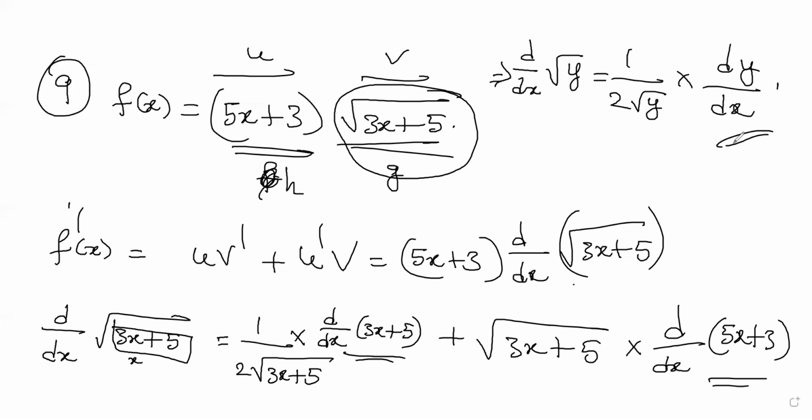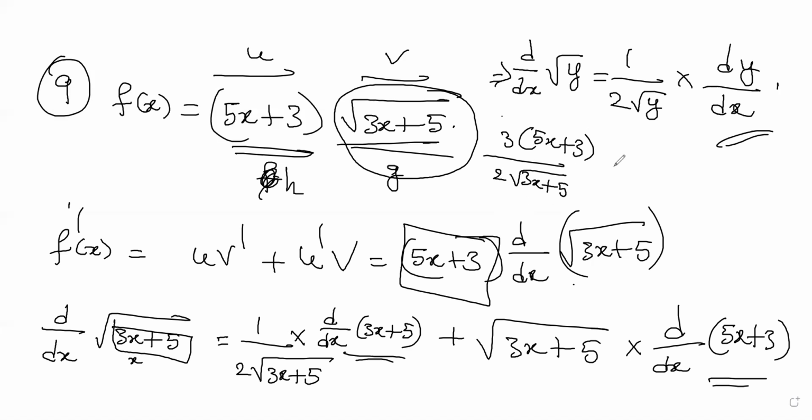So it's going to be 3 divided by 2 root of 3x plus 5. Excellent. That's it. You get 3 divided by 2 root of 3x plus 5. That is this part. But 5x plus 3 is still multiplying that, so you will get 5x plus 3 over here.